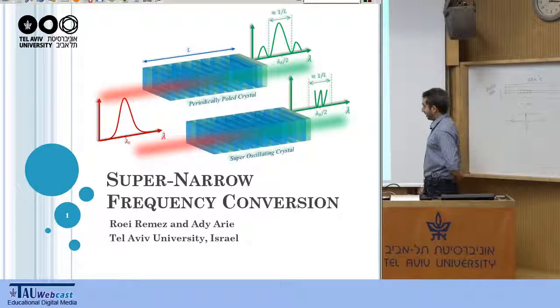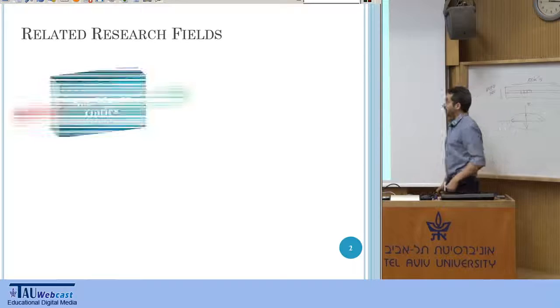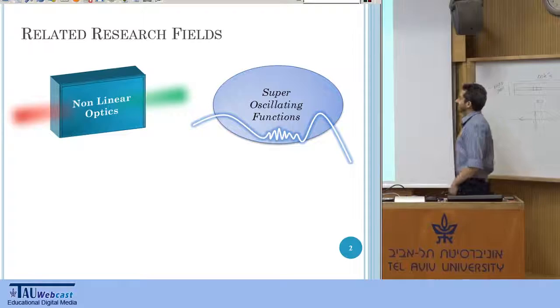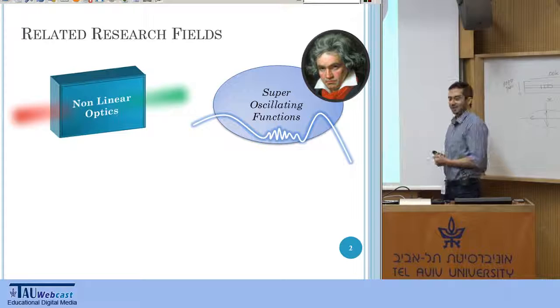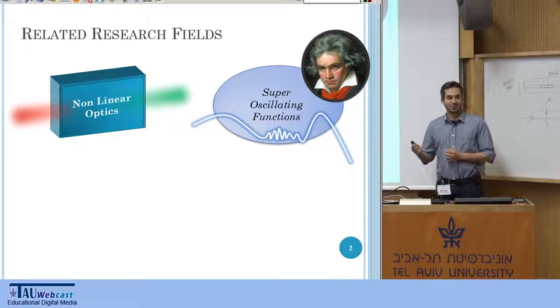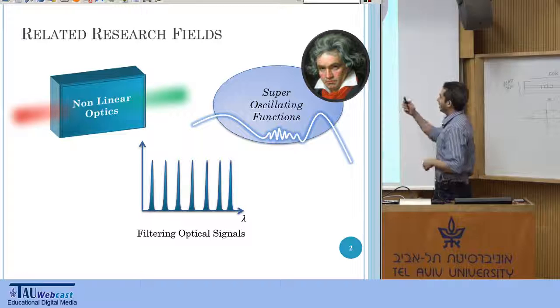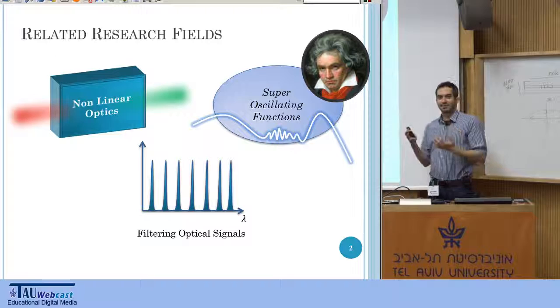It's called super narrow frequency conversion, and it combines two main research fields. The first one is nonlinear optics, and the second is called super oscillating functions. So this is a picture of a very famous guy, and he looks at super oscillations, and he's a bit, I don't know, grumpy or maybe offended, and he has a reason to be, and we'll see why in a few slides. And I'll try to convince you how super oscillating functions can be used to overcome something that seems to be a fundamental limitation in filtering optical signals using nonlinear optics processes.